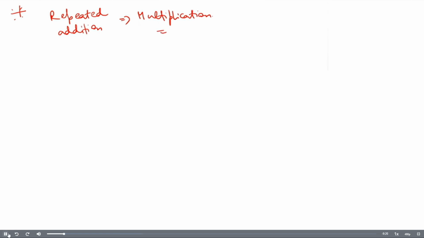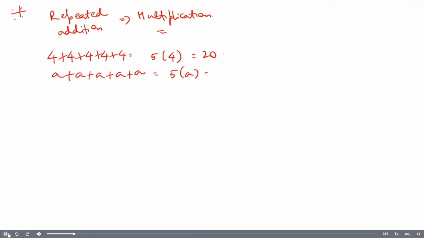Okay, for example, if I have 4 plus 4 plus 4 plus 4 plus 4, it is 5 times 4, which is 20. Similarly, a plus a plus a plus a plus a, where a is a constant, is 5 times a, which is equal to 5a. Okay, and also 4, now come to this point now.